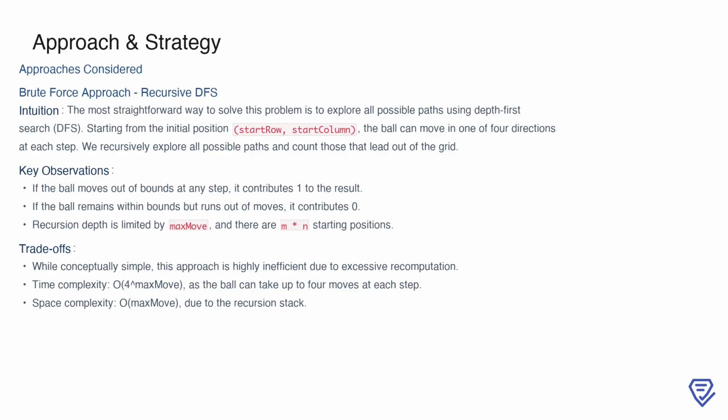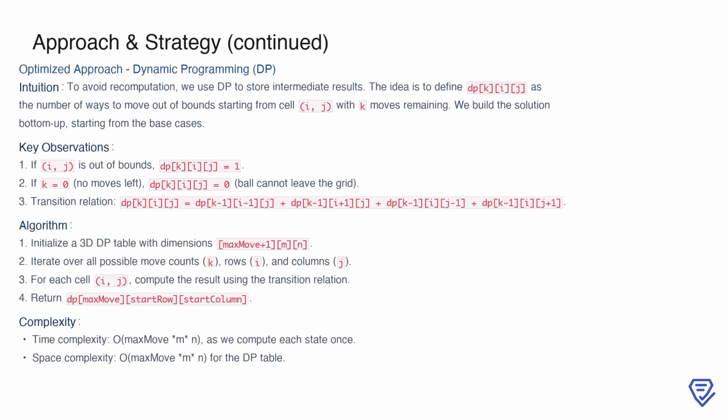While simple conceptually, this method is highly inefficient because it involves a lot of redundant computations. A more efficient solution is to use dynamic programming, or DP, to eliminate redundant calculations by storing intermediate results. Here, we define dp[k][i][j] as the number of ways to move out of bounds starting from cell (i, j) with exactly k moves remaining.